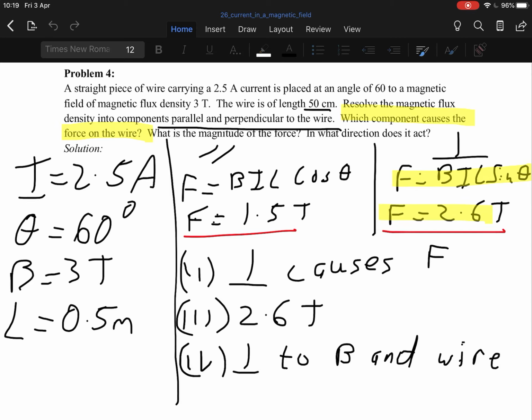Okay, so this is a short video. This is topic 26, current in a magnetic field. And what we're doing today is problem 4.